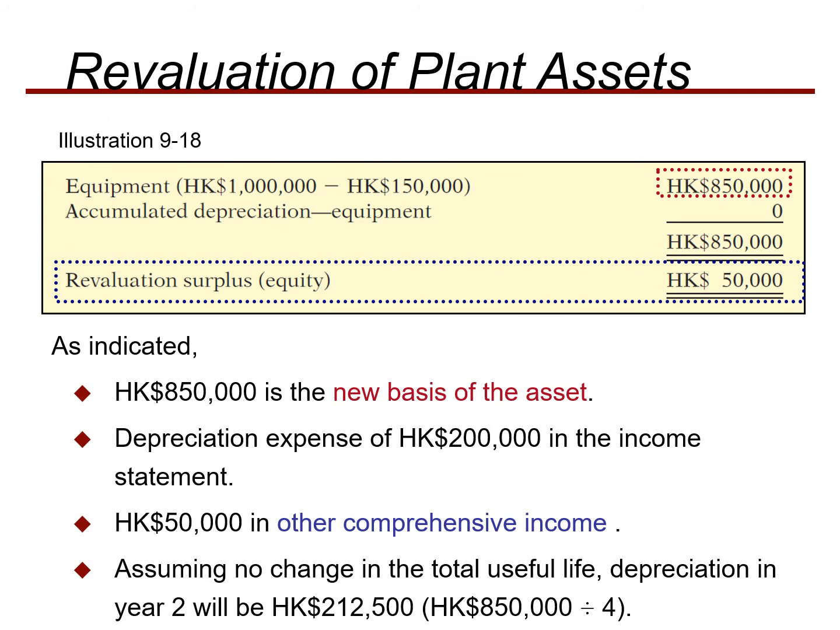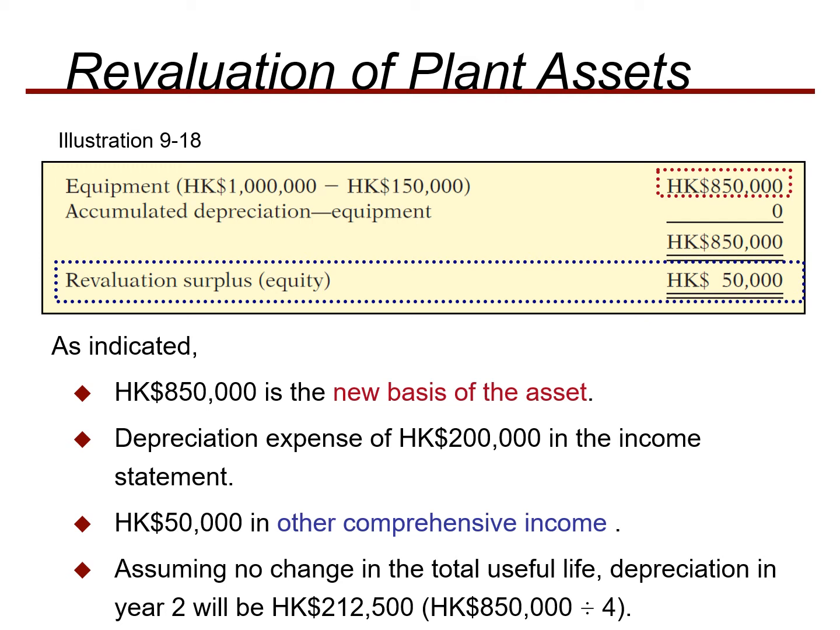Now if you look at this, first we have credited accumulated depreciation, and then we have debited accumulated depreciation. So it has nullified that, and now the accumulated depreciation has a zero balance. And you have the new basis, and there you have a revaluation surplus of 50,000. The basis of the asset is 8 lakh 50,000. This is the new cost of your asset.